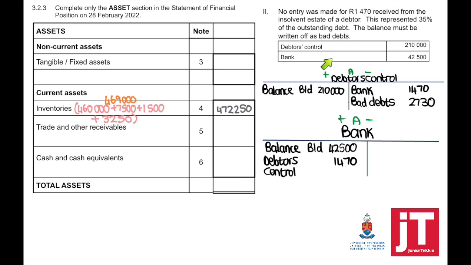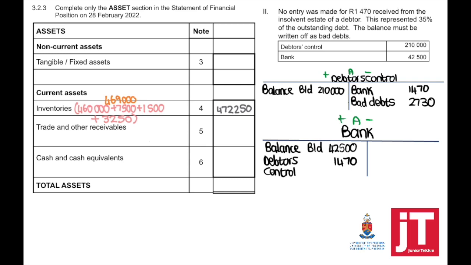We start with debtors control. We have a balance of 210,000 in the beginning. The business received 1,470 from the debtor. Therefore, debtors control is credited and the balance would be written off as bad debt. So debtors control must be minus 1,470 minus 2,730.